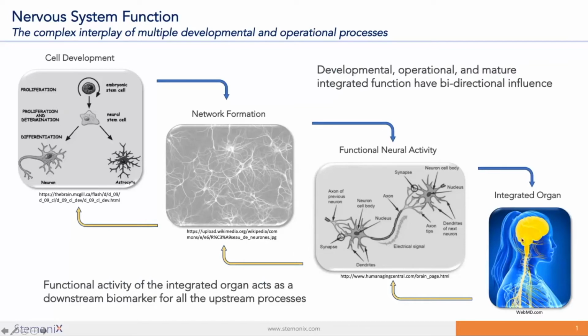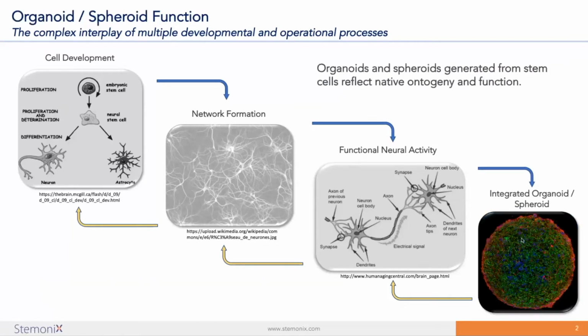So moving from the native condition into the dish, we really follow the same process, but the end result here is an integrated organoid or spheroid composed of multiple different neural cell types. But again, the formation process is very similar, where you have cell development, network formation, the onset and solidification of activity, ultimately being integrated in a functional output from the spheroid.